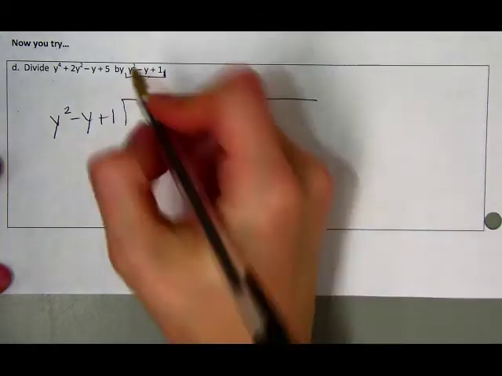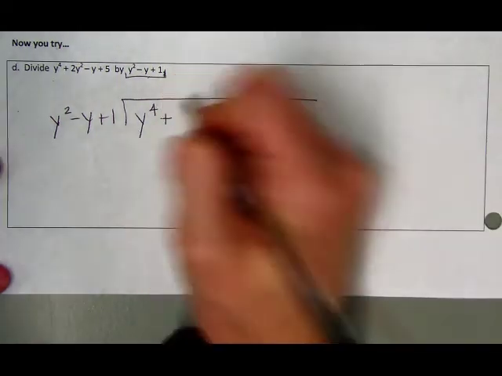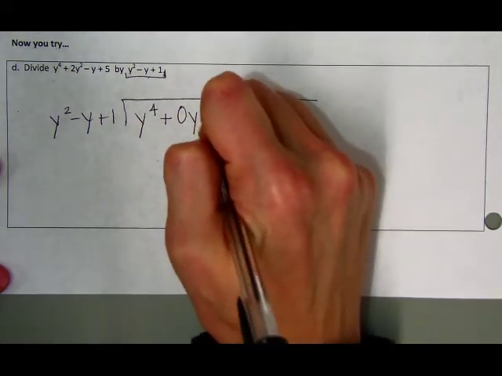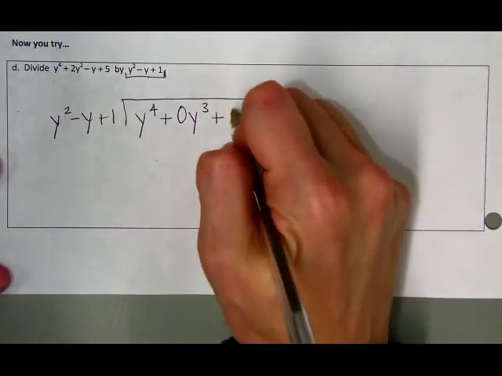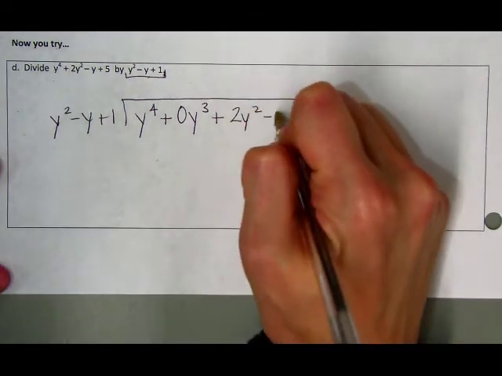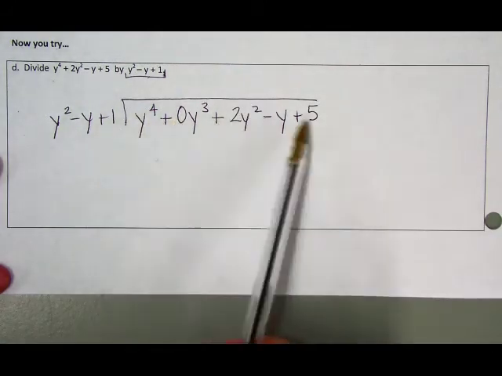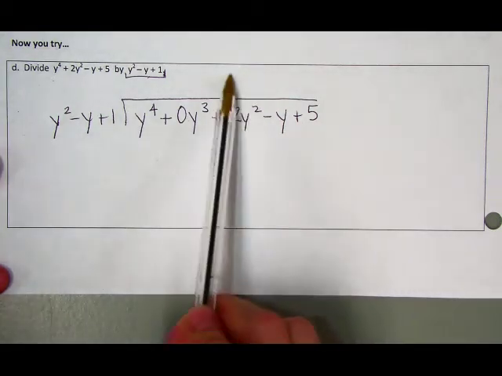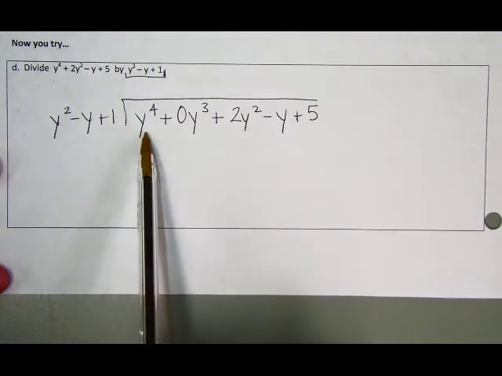so that we have every placeholder represented before we start dividing. If I rewrite this, I've got y to the 4th power plus, since we don't have a cube, we're going to fill that in with 0y cubed, plus, and then we'll pick it up back here, 2y squared minus y plus 5. So now we have everything represented and it's in descending order, which means we're in standard form. Starting from the top, we need a number up top that when we multiply it by y squared, we get y to the 4th power.